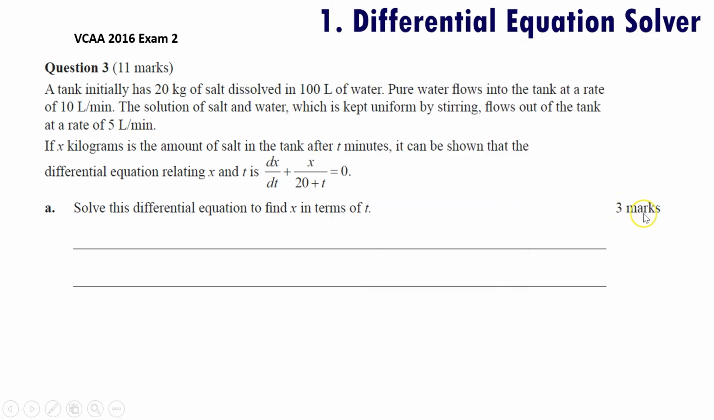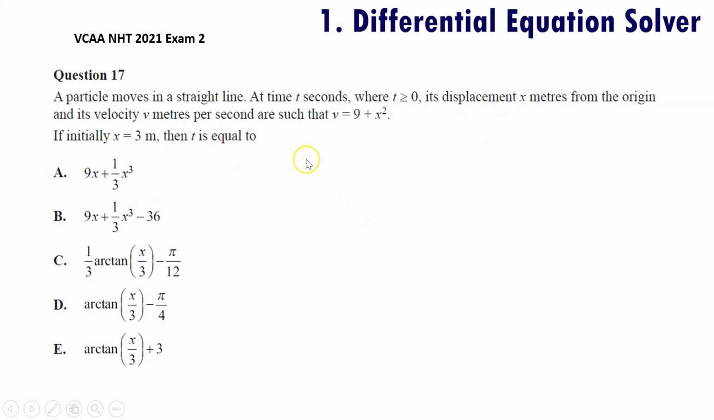Funny thing, this is actually a 3-mark question, but it's exam 2, so we can use the dsolver. You probably just need to state clearly the differential equation, probably the initial condition, and then solve it. 3 marks. Because it's a CAS exam, we are allowed to use the functionality of the CAS calculator, which does include the dsolver. Let's have a look at another example.